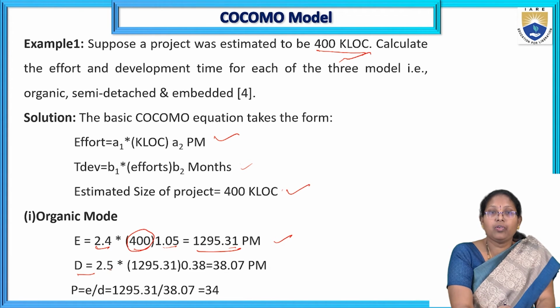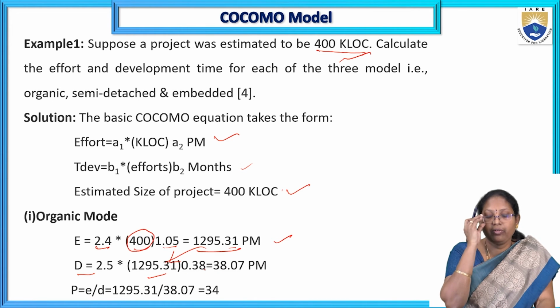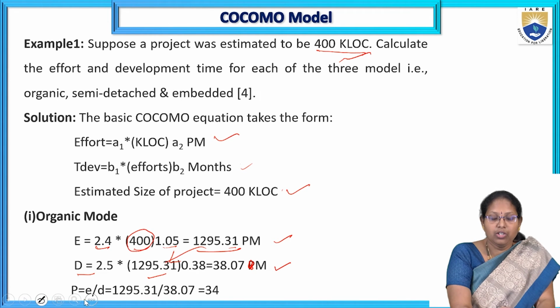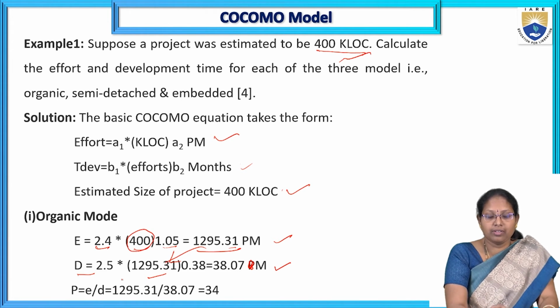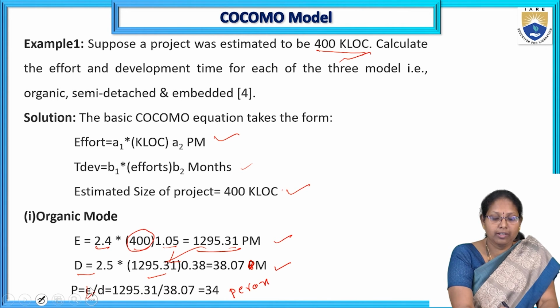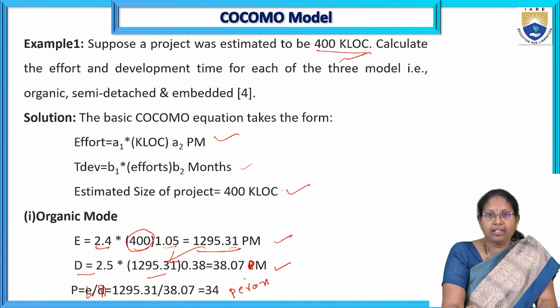Then development time D is equal to 2.5 into this effort value to the power 0.38 from the table. Then we get 38.07 months. P is equal to the number of persons required, E by D, capital E by capital D. Then we get 34 persons required to complete that particular project successfully.